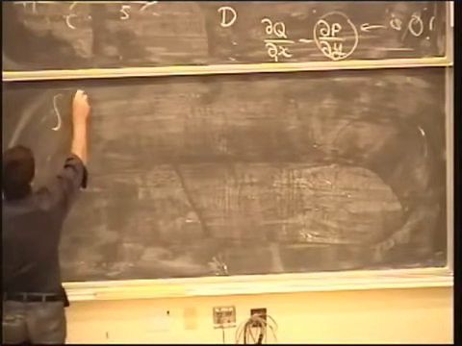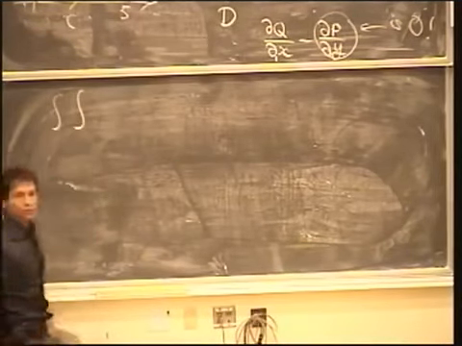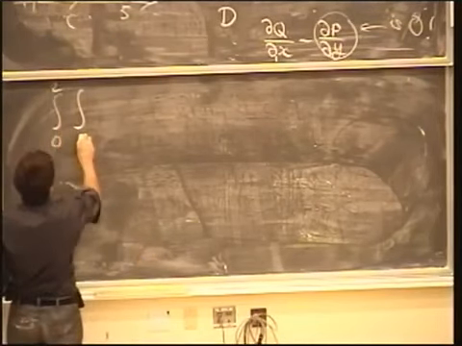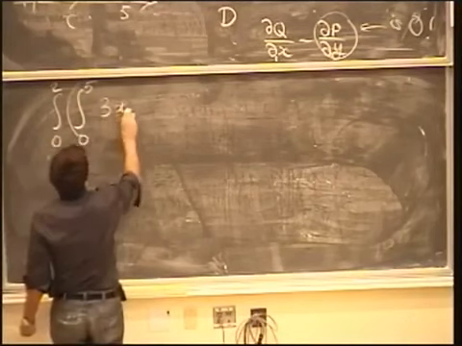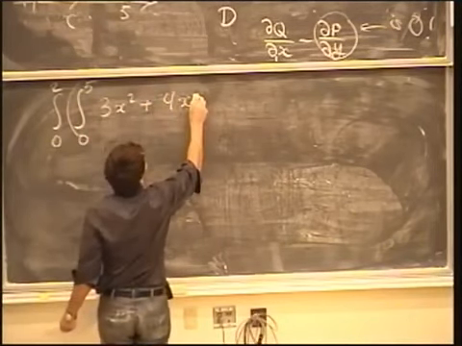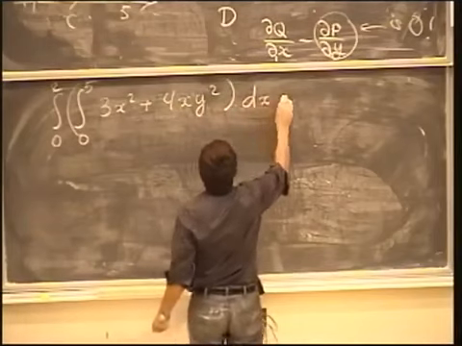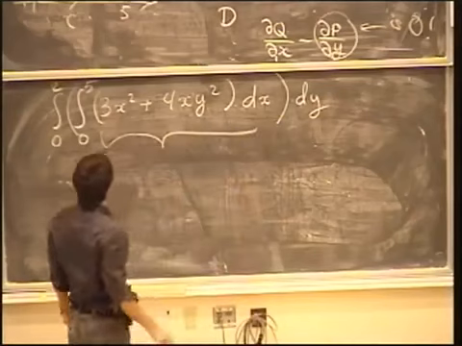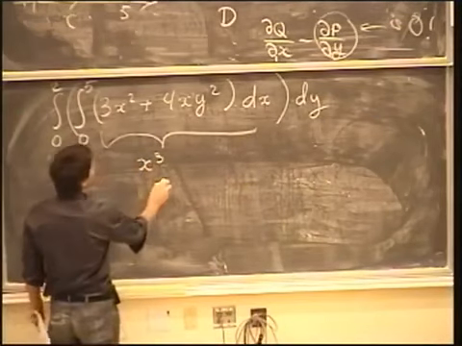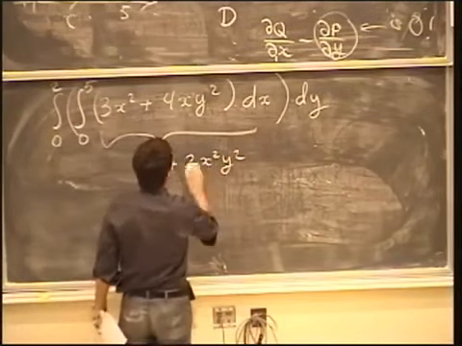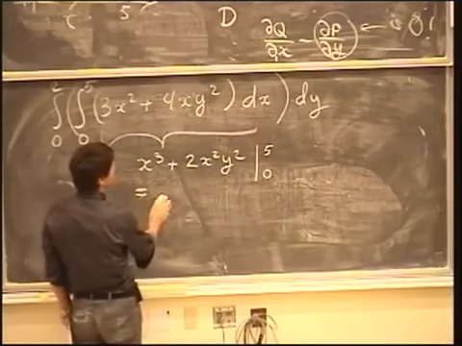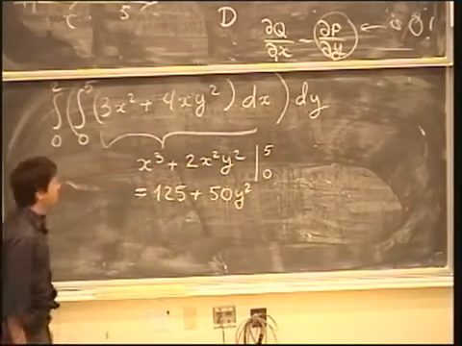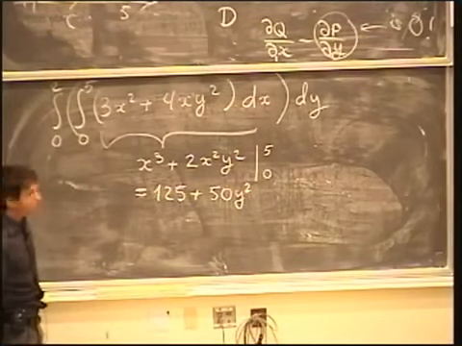So now we do it as an iterated integral. You can choose whichever variable you like first and whichever you like second. Let me do y from 0 to 2, and here x from 0 to 5, and then I will have 3x squared plus 4xy squared, with dx, and then dy. Right? So here you will have x cubed plus 2x squared y squared from 0 to 5, which is 5 cubed, 125, plus 50y squared. Tell me if I'm making a mistake somewhere.